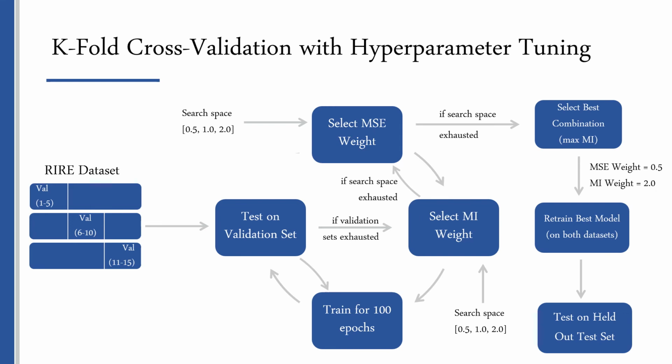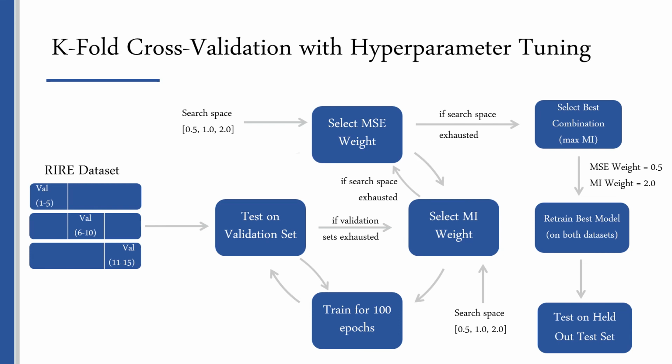Then since we have exhausted all the validation sets, we select the second weight for mutual information and perform the three folds again. Once we have exhausted all the mutual information weights, we proceed to select the second mean-squared error weight and repeat the process again. We perform cross-validation in this fashion until all the mean-squared error weights have also been exhausted. In total we train 3 × 3 × 3, or 27 models in this manner.